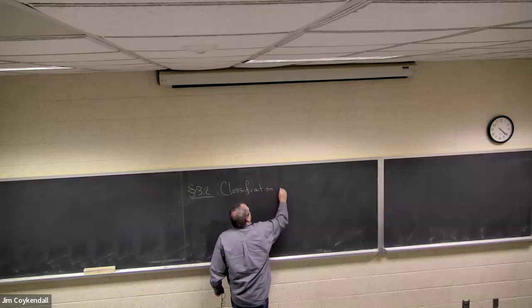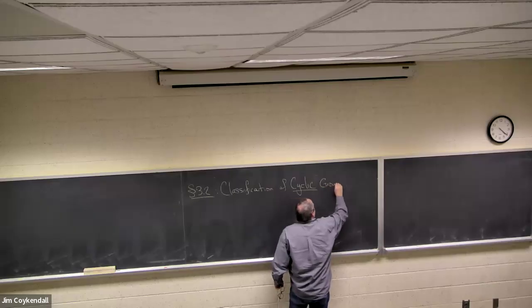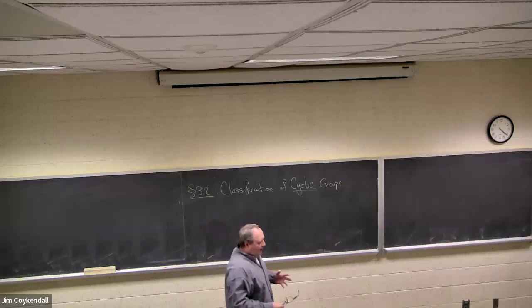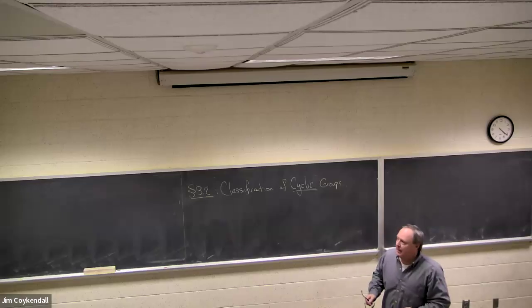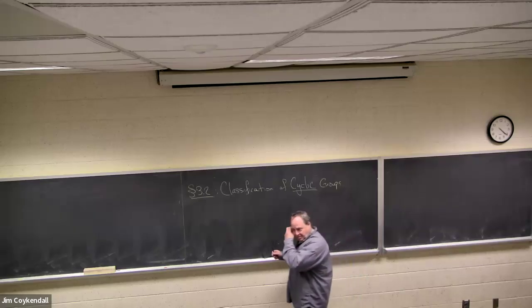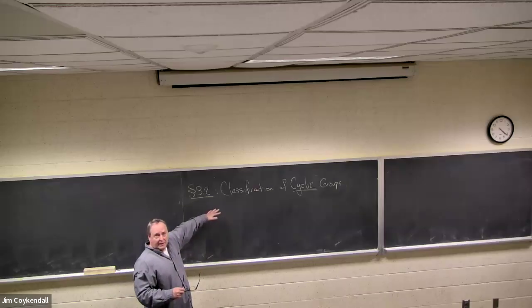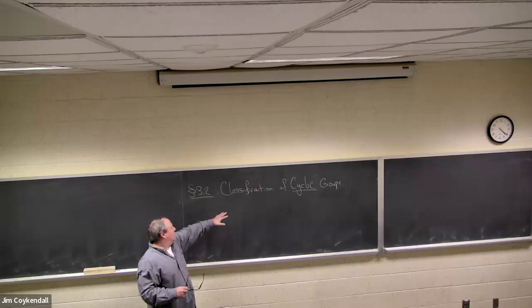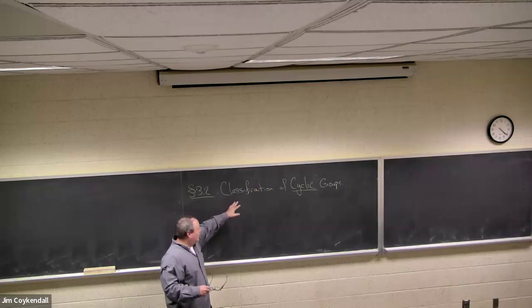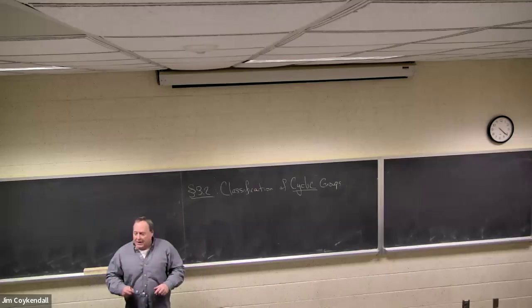Classification of cyclic groups. So what do I mean by classification? Well, what I mean is the following. I'm going to give you a theorem that says if you have a cyclic group, then I can tell you exactly what it looks like. It must be in this family of groups. So if you tell me a group is cyclic, I'm going to be able to tell you, with no knowledge of what the order of it is, what the group is isomorphic to.